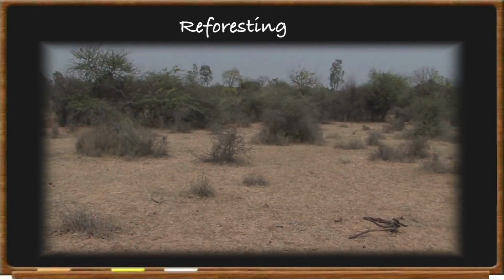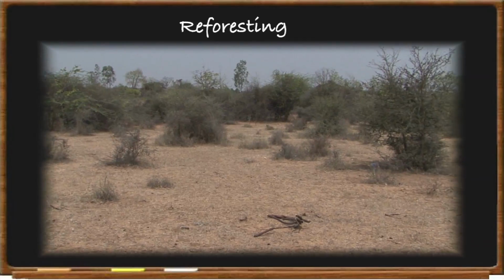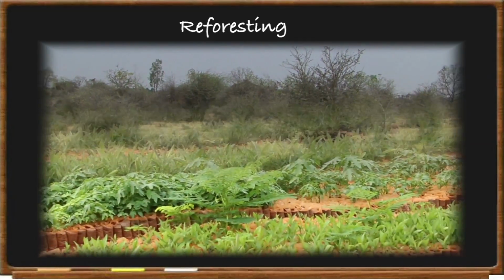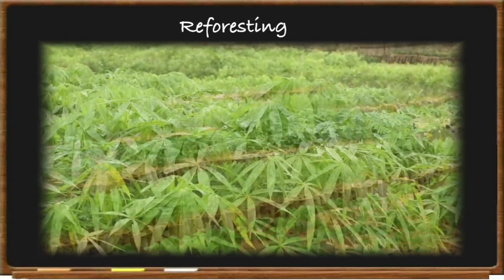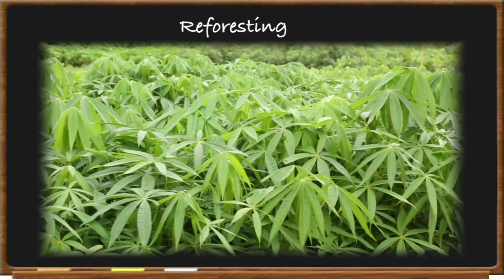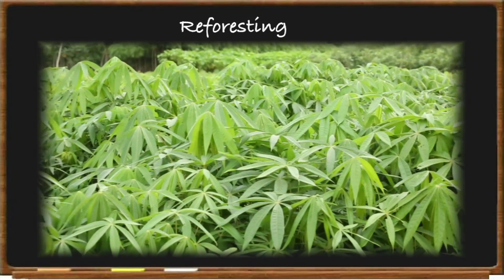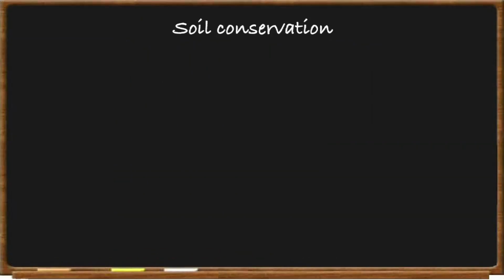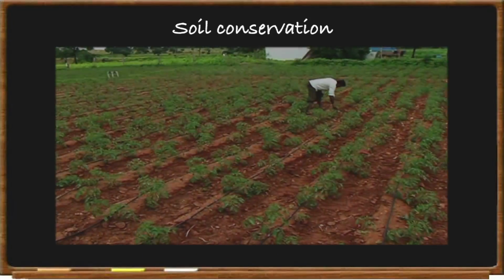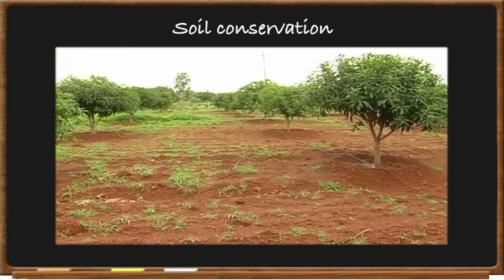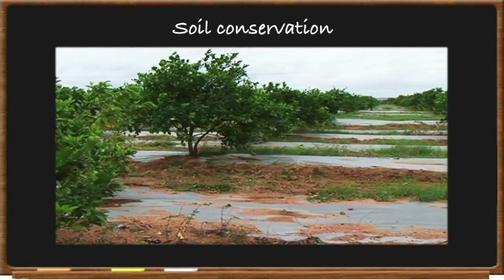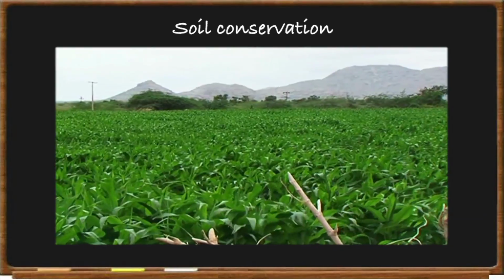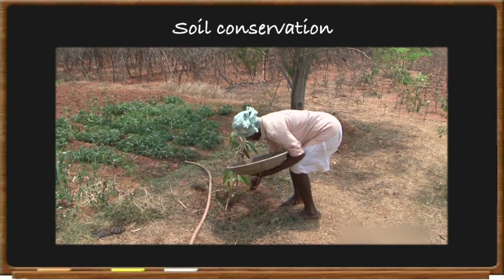Reforesting. Control of land loss and soil erosion can be attempted through restoring forest and grass cover to check wastelands, soil erosion and floods. Soil conservation. There are several ways possible for soil conservation that can be achieved through agricultural practices and measures that can be implemented at home.